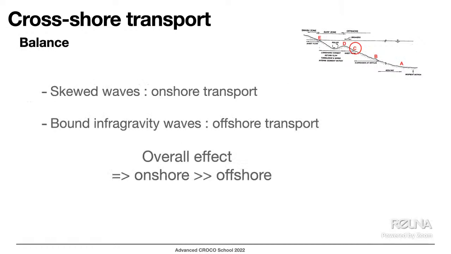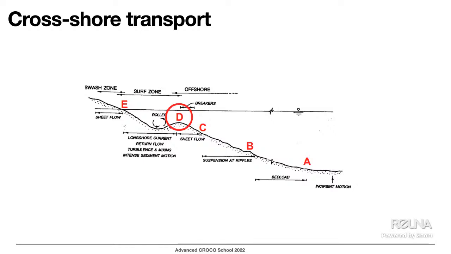So at the end, at this C point, before the breaking zone, we have some onshore transport due to skewness of the wave and some offshore transport due to the infragravity wave. But at the end, the onshore transport is bigger than the offshore transport, which means that we have a transport of the sand toward the beach. And then if we move again towards the beach, the bed is still flat, but it begins to be very shallow. So the wave will begin to break at this location.